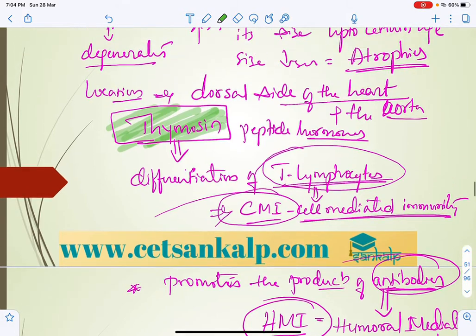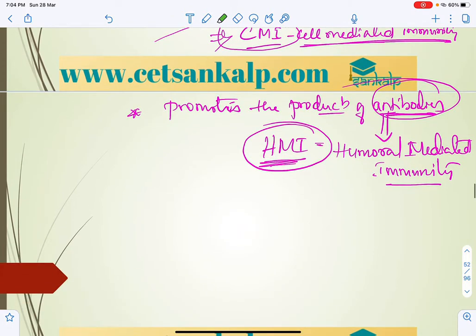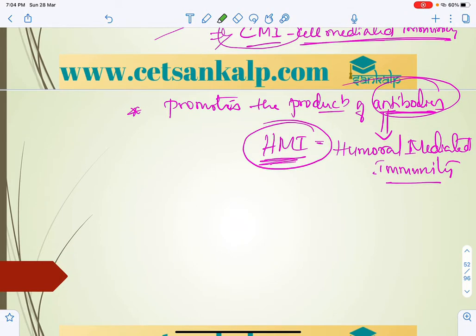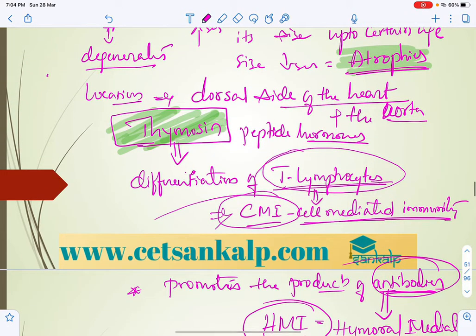We can say that atrophy means diminishes or degenerates, so the size of the thymus decreases, and the production of thymosin decreases. Therefore, when it degenerates, because of that, immunity decreases. In old age people, or old individuals, there is decreased production of thymosin. Therefore, immunity decreases.